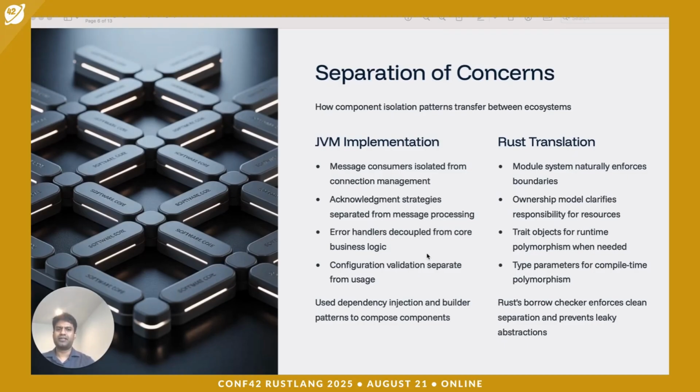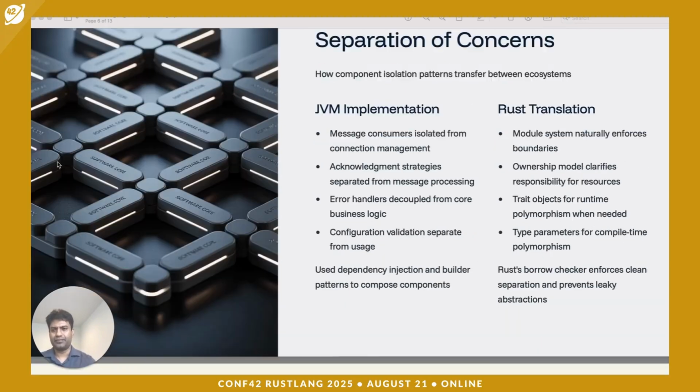Now, from the Rust side, there are built-in things: the module system, which naturally enforces the boundaries, and the ownership model, which clarifies the responsibility for the resources. And as I said earlier, trait objects for runtime polymorphism when needed, and we did the type parameter checking for the compile time. Plus, the borrow checker also enforces the clean separation and prevents leaky abstractions if there are any.